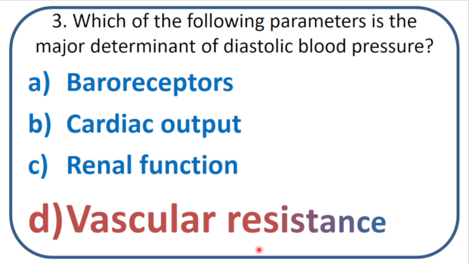Option D, vascular resistance. But in the case of systolic blood pressure, the determinant is cardiac output. If systolic blood pressure determinant is asked, the correct answer will be cardiac output. But in this question, it is the major determinant of diastolic blood pressure. Diastolic blood pressure is determined by vascular resistance. Vascular resistance means the resistance to blood flow in the blood vessels, mainly in the arterioles.